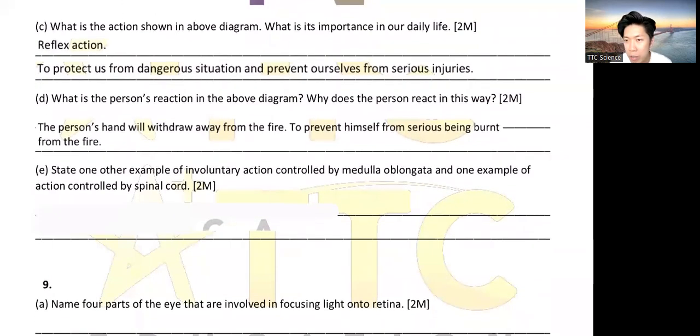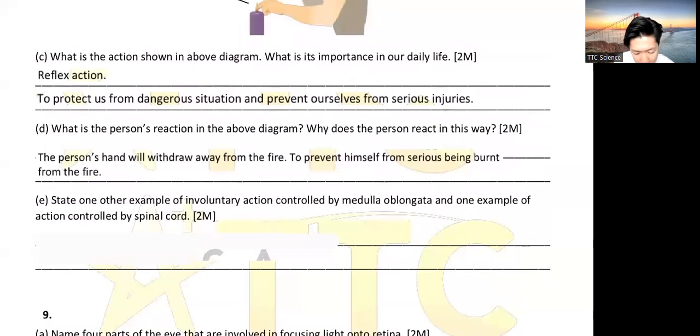Okay, be careful not to burn your hands. Good. Always remember to focus on the marks also. If it's 2 marks, obviously you need 2 points, right? I usually like to separate my sentences.